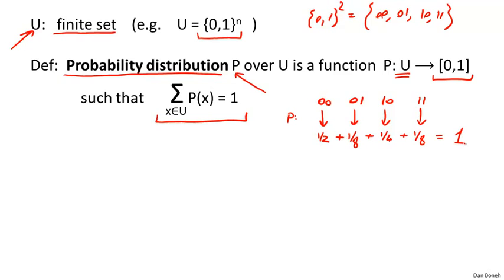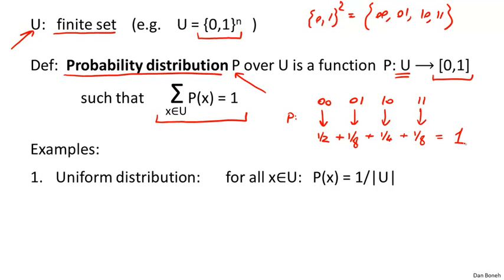So now that we understand what a probability distribution is, let's look at 2 classic examples of probability distributions. The first one is what's called the uniform distribution. The uniform distribution assigns to every element in the universe exactly the same weight. I'm going to use |U|, U between 2 bars, to denote the size of the universe U, that is the number of elements in the universe.